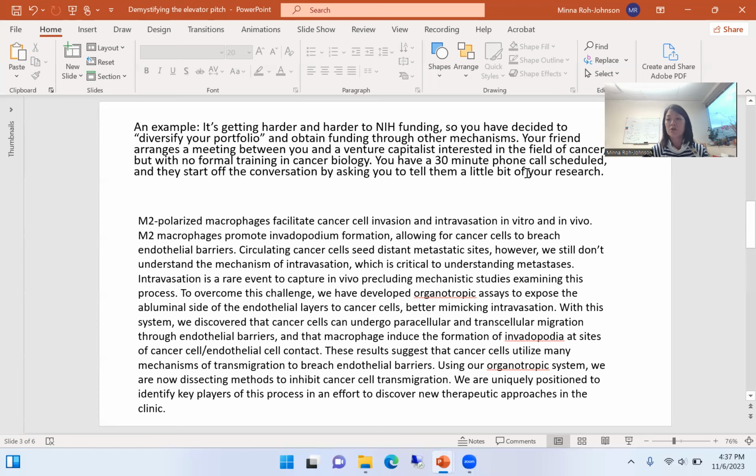So what's the answer then to this problem? With this system, we discovered that cancer cells can undergo paracellular and transcellular migration through endothelial barriers, and that macrophages induce the formation of invadopodia at sites of cancer cell endothelial cell contact. These results suggest that cancer cells utilize many mechanisms of transmigration to breach endothelial barriers. Okay, so there's the answer. Where are we going to go next? Using our organotropic system, we are now dissecting methods to inhibit cancer cell transmigration.